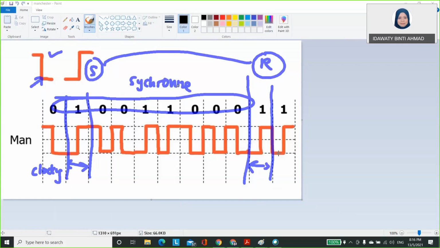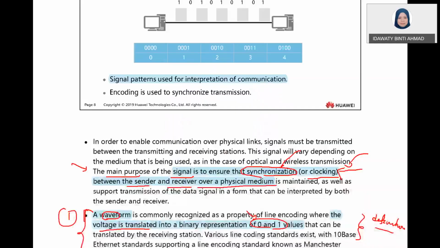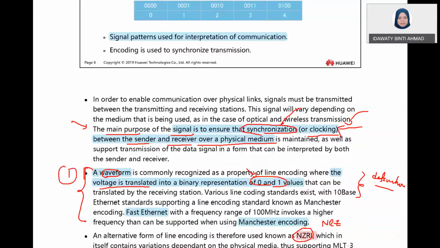So the sender and receiver must synchronize the clocking. This clocking is nothing much. When you learn about the CPU clock, the clocking is the same: when the clock ticks, the CPU does something. You learned that in computer organization, you already learned that.